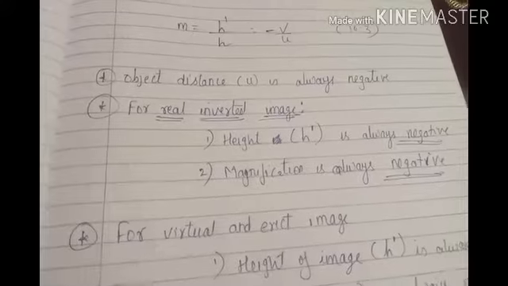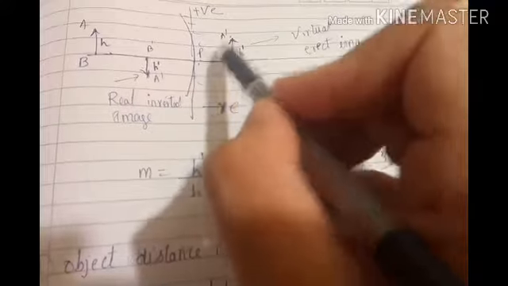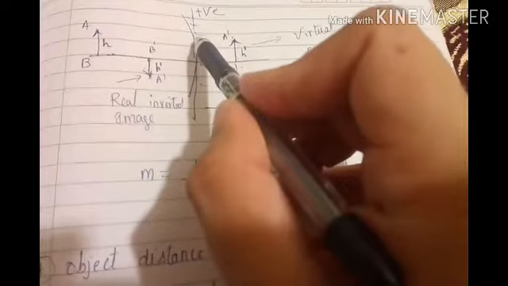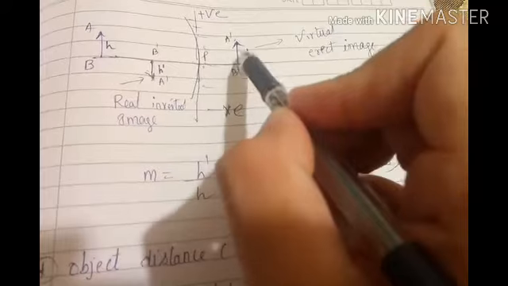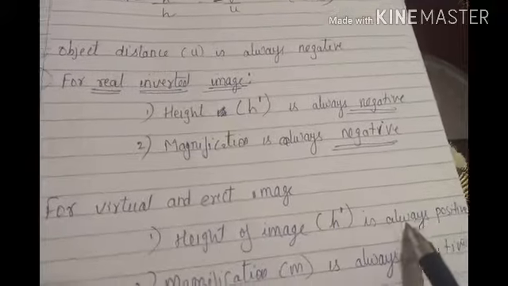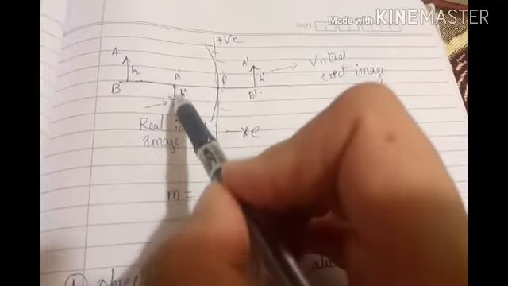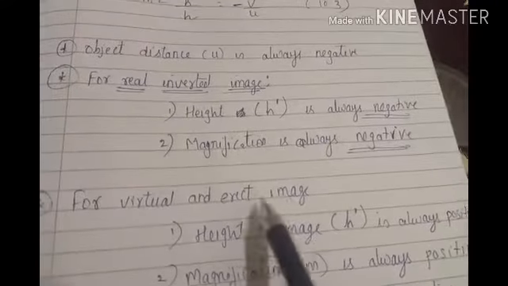But what happens for a virtual and erect image? Consider this as the virtual and erect image. This distance is present above the axis, and all the distances above are positive. This could be 2 centimeter, for example. So for a virtual and erect image, the height of image h dash is always positive, because the distances below are negative and the distances above are positive.